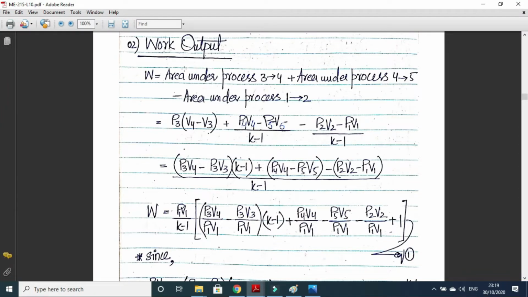In the dual cycle, we can find the work output as the area under process 3 to 4, plus the area under the process curve 4 to 5, minus the area under the process curve 1 to 2. I also explained this during the diesel and Otto cycle work output derivations. So let's move forward. P3 (V4 minus V3) plus (P4 V4 minus P5 V5) divided by K minus 1, minus (P2 V2 minus P1 V1) upon K minus 1.